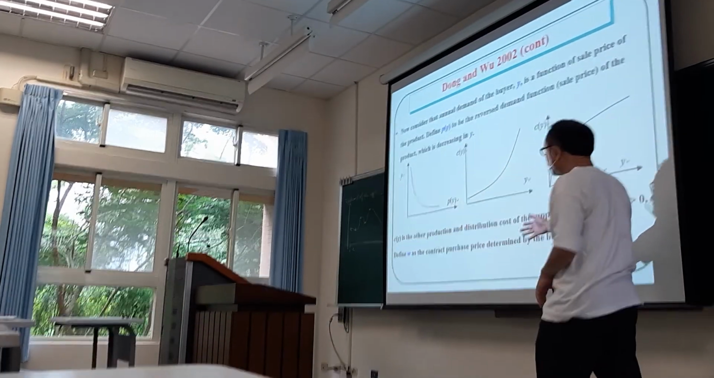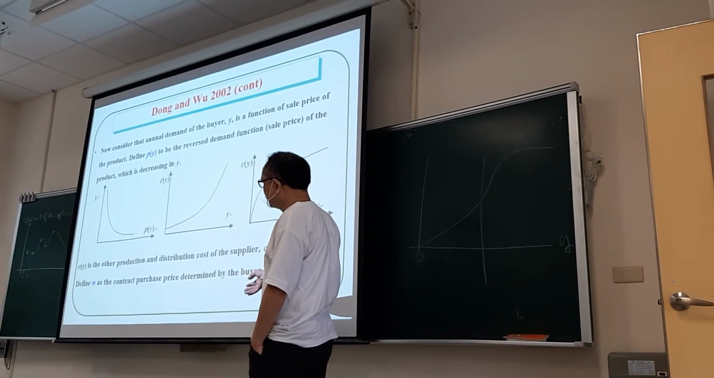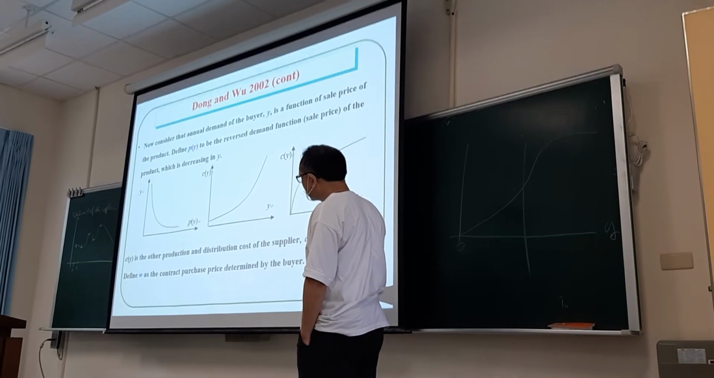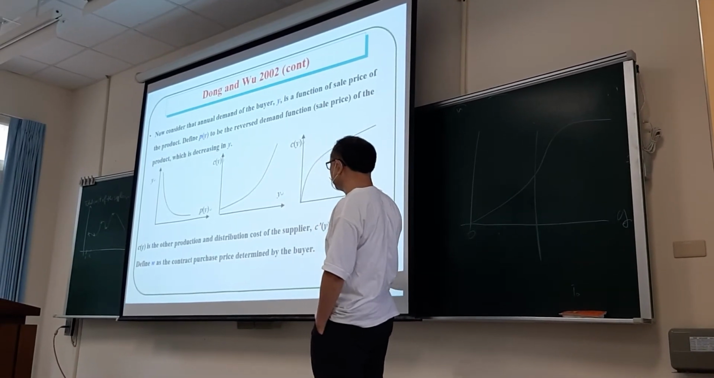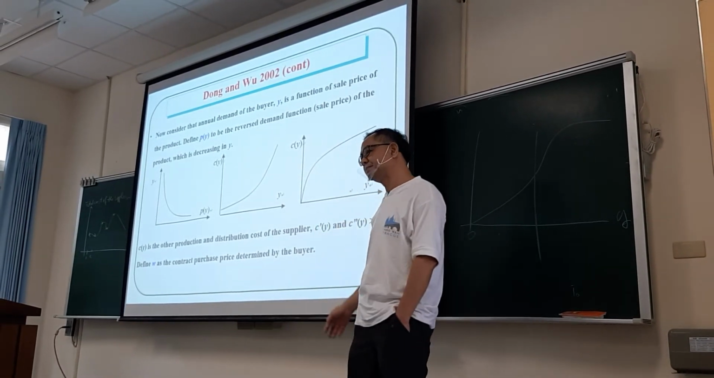So then they need to define W as a contract purchase price determined by the buyer.